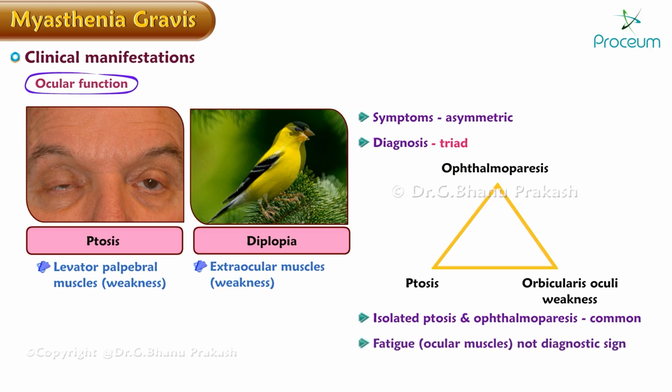Demonstrating fatigue in the ocular muscles is a helpful but not infallible diagnostic sign for ocular myasthenia gravis. The pupillary function is spared, helping in the differentiation from other ocular disorders.